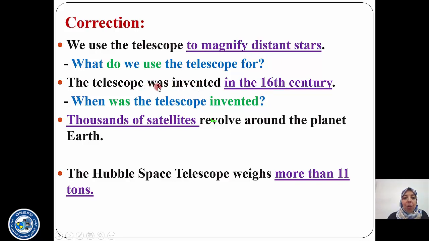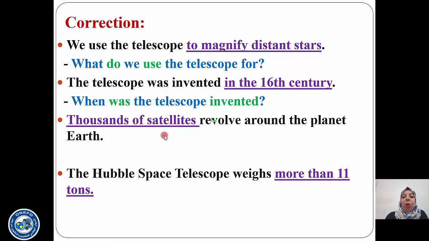Now what you should do is to inverse the auxiliary with the subject to get this form. When was the telescope invented? Okay? So here, when you compare it to the first one, we didn't bring any auxiliary. Why? Because I already have an auxiliary in my verb here, was invented. So I don't need the auxiliary do or any other.